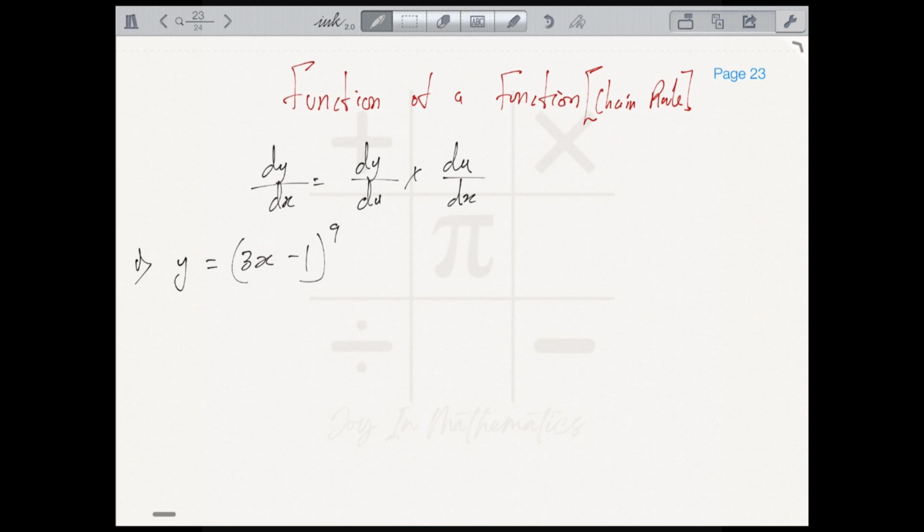Now we can solve this by making use of binomial expansion and expand (3x minus 1) raised to power 9 by binomial expansion, then differentiate further. However, we can solve by making a substitution of u. So let us say let u be equals to 3x minus 1. If u is equals to 3x minus 1, then y will be equals to u raised to power 9.